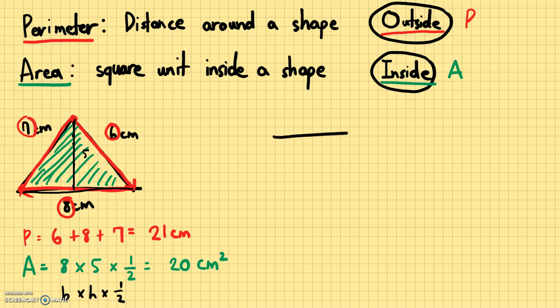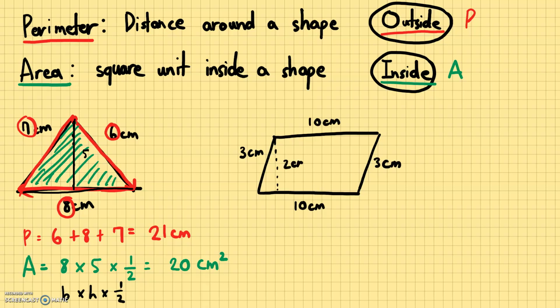Now how about for a parallelogram? Parallelogram, again, you need the height for the area. So let's say that this is 3 centimeters, this side is 10 centimeters, 10 centimeters, 3 centimeters, and let's say that that's 2 centimeters. Again, for the perimeter, just add all the sides. 3 plus 10 plus 3 again plus 10. Okay, that's going to be 26.